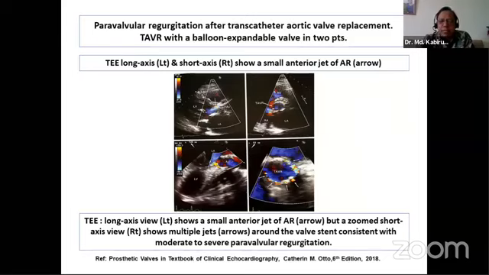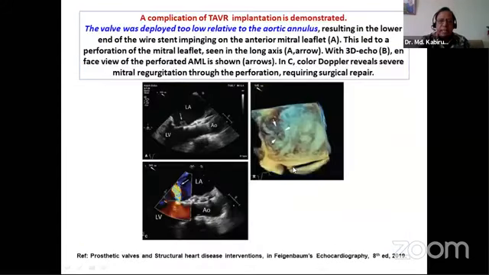Regurgitation: if there is lack of proper apposition of the stent of the prosthetic valve with the native aortic valve, then there will be a gap and it will create some paravalvular regurgitation. You can see the severe paravalvular regurgitation. And in this example, the prosthetic valve was deployed too low and causing impingement on the anterior mitral leaflet. So there is perforation leading to severe MR.